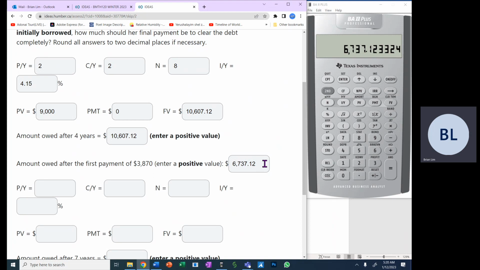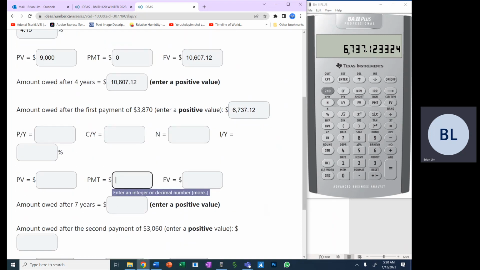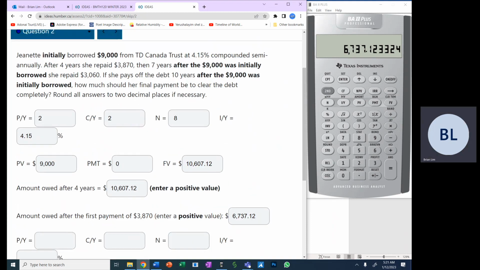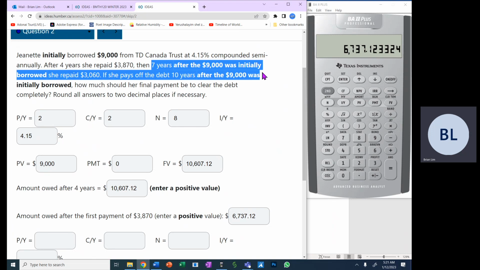Now, what we need to do is this number will now become what? Yeah, that will become the present value for the next set of calculations. So we can put it in there directly. And we will do as we've been doing. Okay, so we're not told that there is any change. All right. Now we are at 4, then we will go now for after 7 years. So that's the next set of calculations.